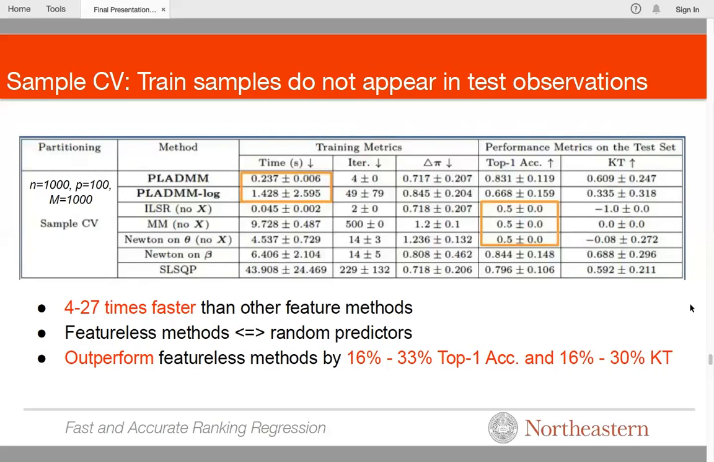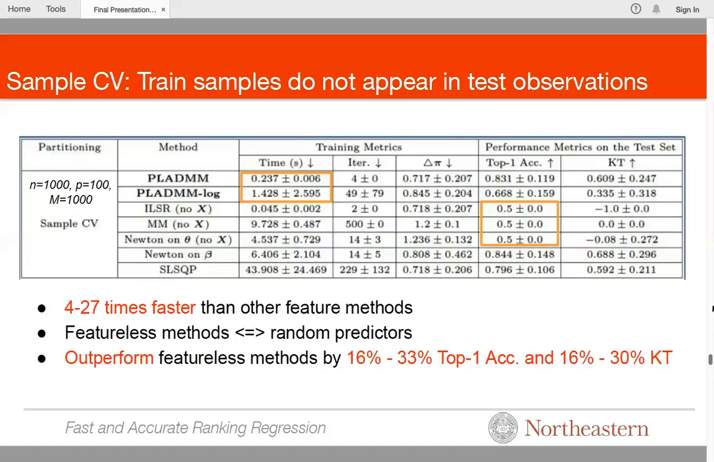The other setting is doing ranking regression, as we said before. Newton on beta parameterizes scores with the logistic parameterization, as in PL-ADMM log, and solves the resulting unconstrained problem using Newton's method. And sequential least squares quadratic programming parameterizes scores with the affine parameterization and solves the same constrained problem that PL-ADMM solves. So in this setting, as we said, we have both speed and accuracy advantages. Compared to ranking regression methods, Newton on beta as well as QP, our methods are 4 to 27 times faster in convergence time and still have very comparable accuracy.